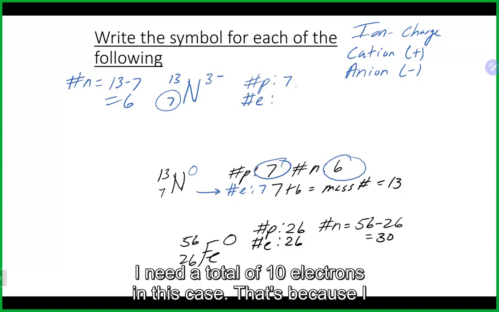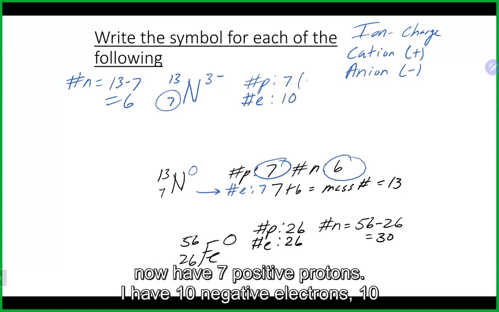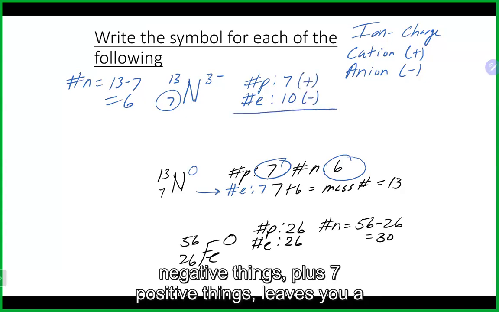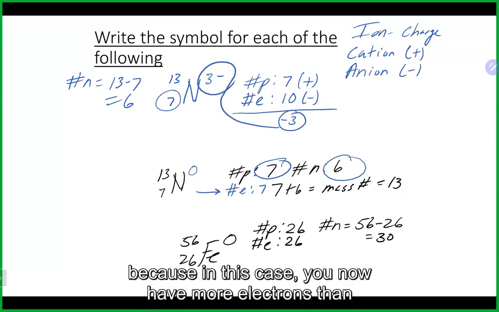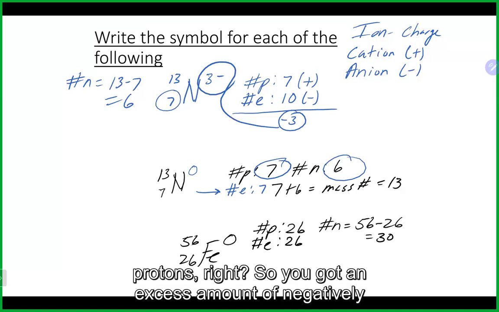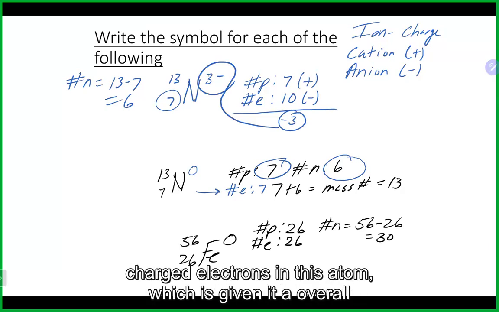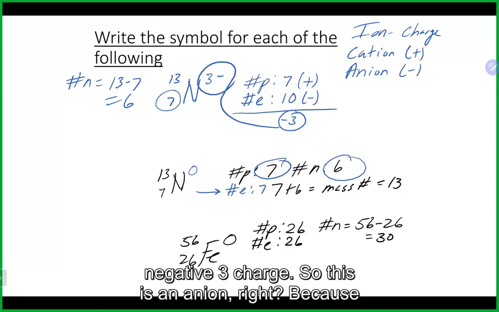I need a total of 10 electrons in this case. That's because I now have 7 positive protons and 10 negative electrons. 10 negative things plus 7 positive things leaves you a -3 left over, and that is where the charge comes from. In this case, you now have more electrons than protons, right? So you've got an excess of negatively charged electrons in this atom, which is giving it an overall -3 charge. So this is an anion, right?